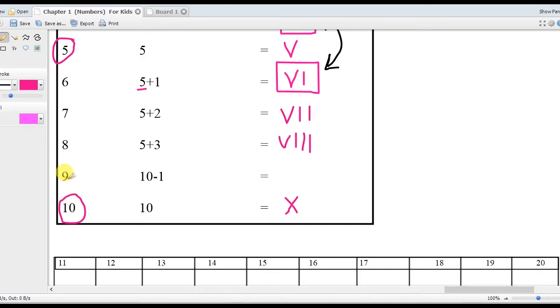Okay, now 9. Since 9 comes before 10, first of all we have to take away 1 from 10. Remember this thing. So what is the Roman representation of number 10? This is X. Since 9 comes before 10, we have to write I before X, right?